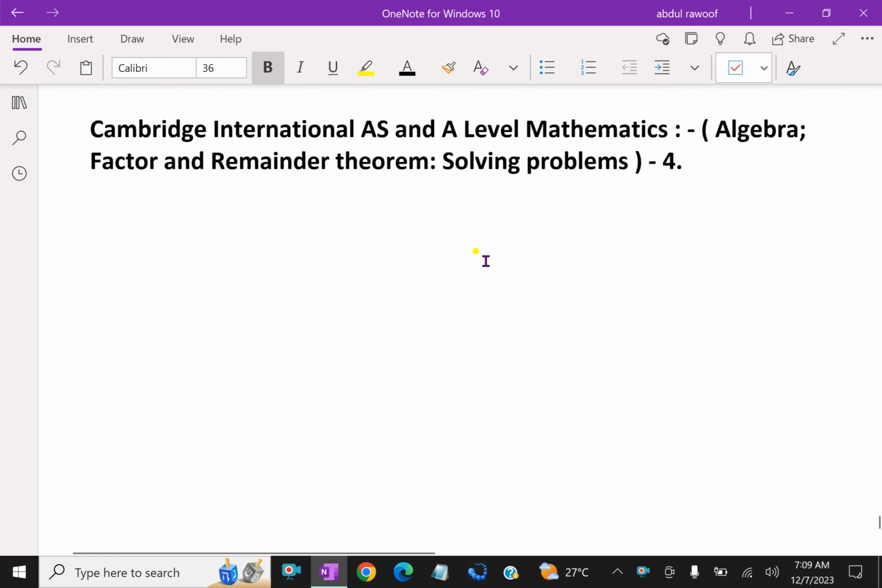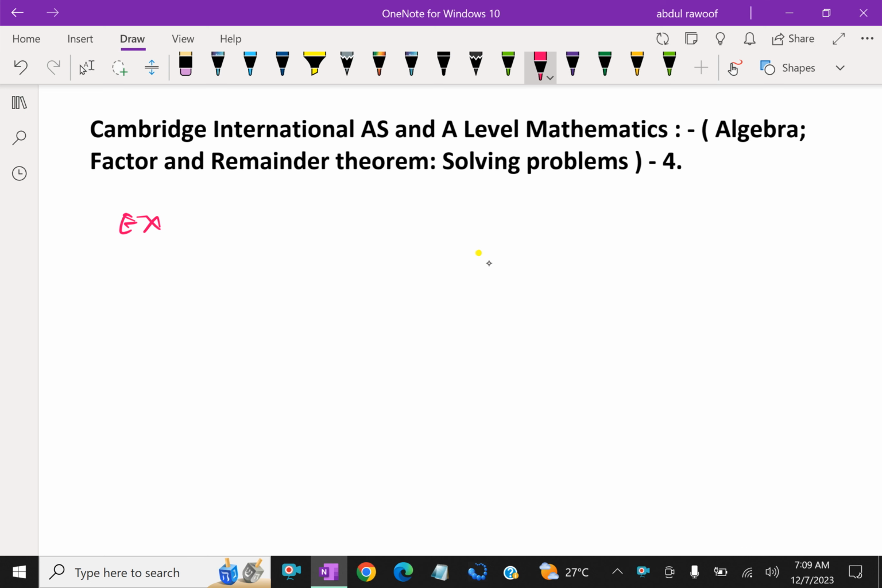Let us do some of the following problems. Look at this example. Here, f of x, the function, is given as x cubed minus 19x plus 30. Calculate f of 0 and f of 3.